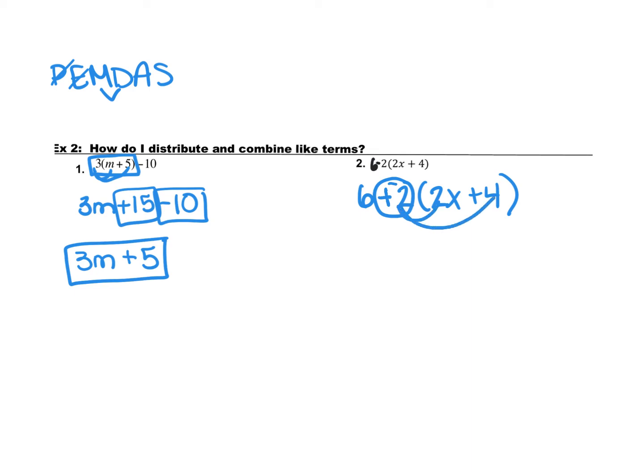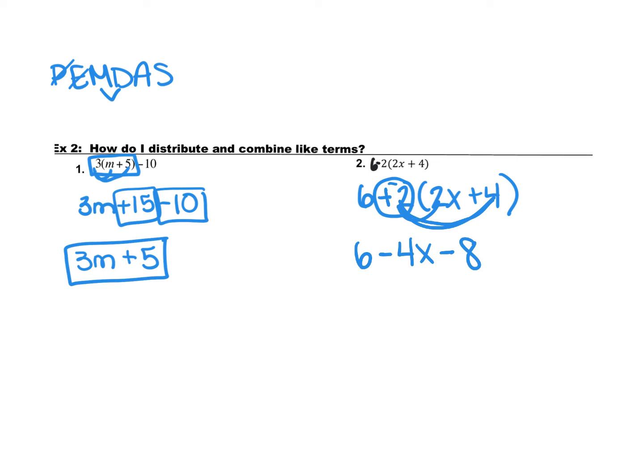Okay, so I'm just going to write my 6 down here, and I have negative 2 times 2x. So negative 2 times 2x gives me a negative 4. Because I have a negative answer, I'm going to put a minus 4x. And then again, negative 2 times 4 gives me negative 8, so I'm going to put a minus 8. And there's nothing wrong with doing plus a negative. It's the same thing, if that's helpful to you.